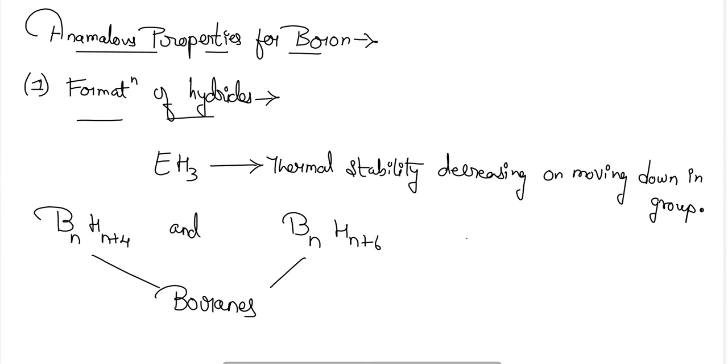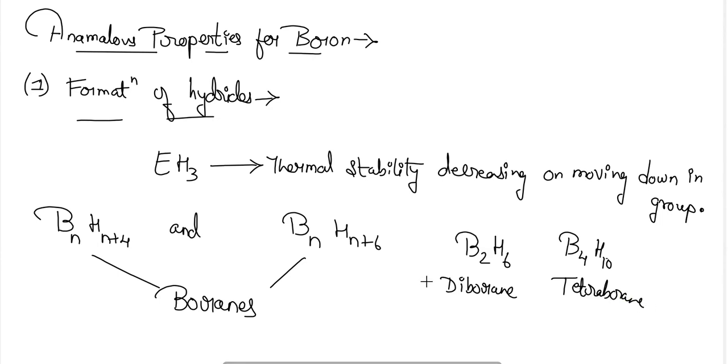For borane, if I take B2, it will be B2H6. The name of this compound is diborane. Similarly, if four borons are there, B4, it will be B4H10. Sorry, not H8, it will be B4H10. This will be tetraborane. So like this, the compounds have names, and many different types of hydrides will be observed for boron.